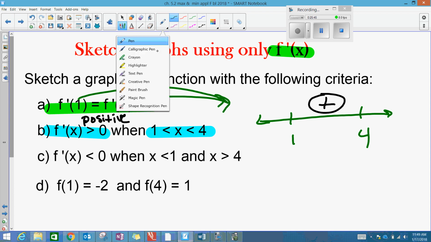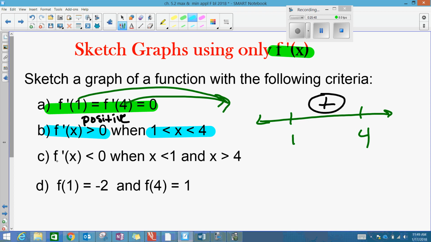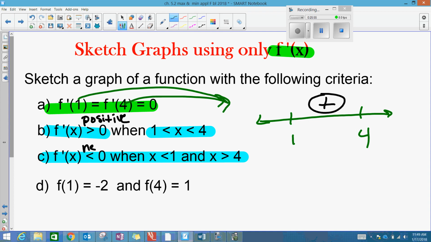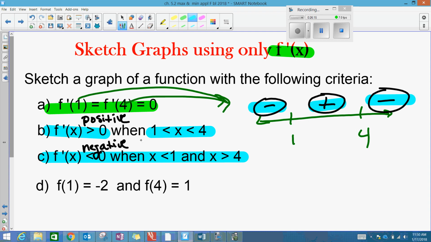When we're told that the derivative of f of x is less than 0, that means it is negative. So we have a negative when x is less than 1 and when x is greater than 4. Again, these two lines were just meant to give us the interval values. It's positive between 1 and 4. It's negative less than 1 and greater than 4.